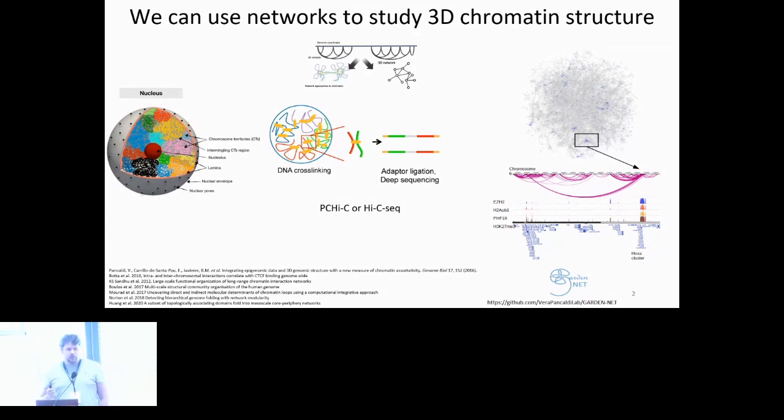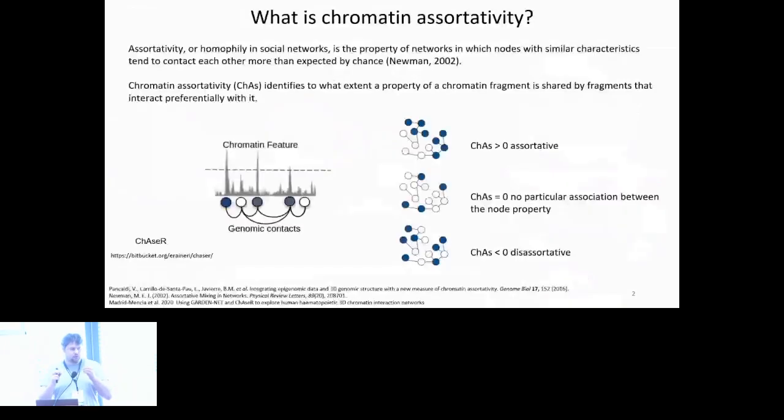So we need to find the interaction between the chromosomes, and we define the chromatin assortativity. The chromatin assortativity identifies to what extent a property of a chromatin fragment is shared by fragments that interact frequently with it. If the chromatin assortativity is above 0, it's assortative. If it is equal to 0, there's no particular association between the node property. If it is below 0, the network is dissociative.